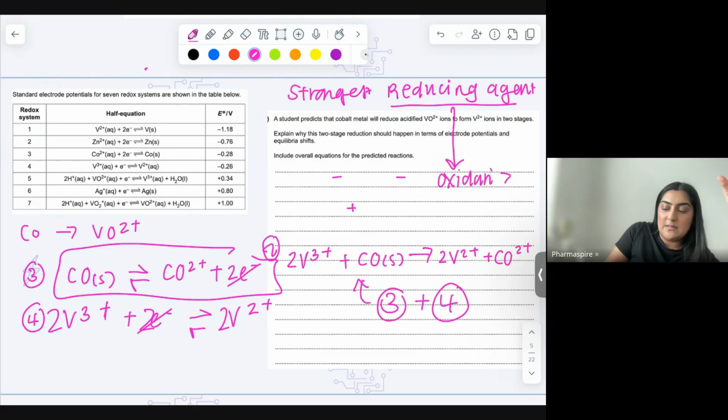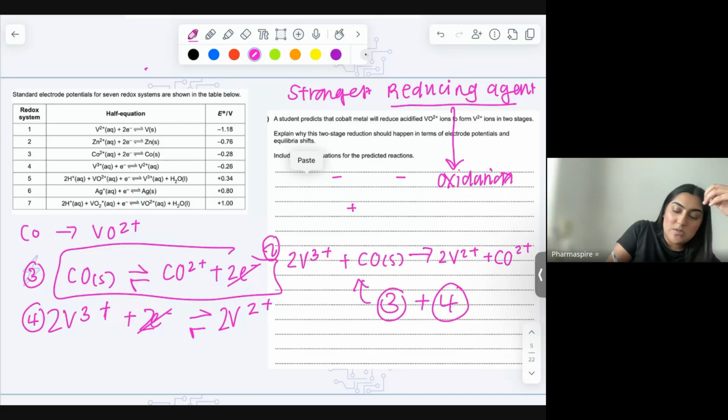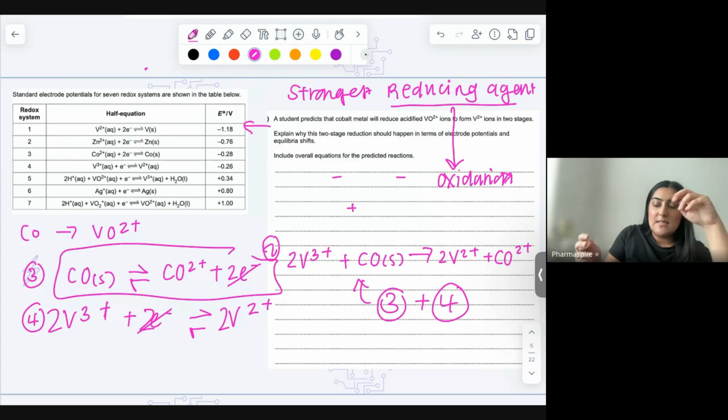Is everyone happy with the fact that reducing agent means oxidation? So you look for the one that is the most negative, because that's the one that is the most oxidizing, okay? So the most negative on here is 1, isn't it? So with 1, because they're asking about reducing agent, you look at 1, but you look at this side. So our reducing agent, the strongest reducing agent is V solid.